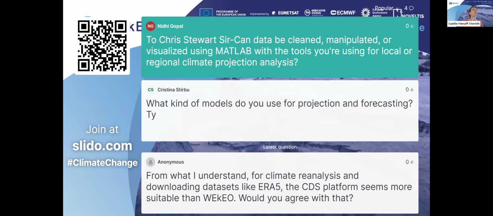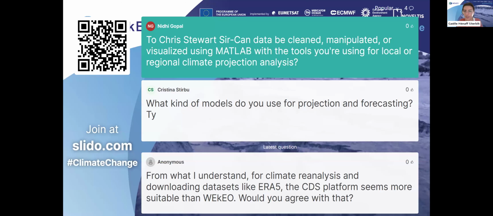Next question. Can the data be cleaned, manipulated, or visualized using MATLAB with the tools you're using for local or regional climate projection analysis? So you can use MATLAB, of course. The data come in GRIB or NetCDF formats. So, of course, you can use MATLAB for doing this kind of data analysis. We have tutorials in Python. We don't have so much support material for MATLAB, but of course, if you're more familiar with MATLAB, then you can use that.